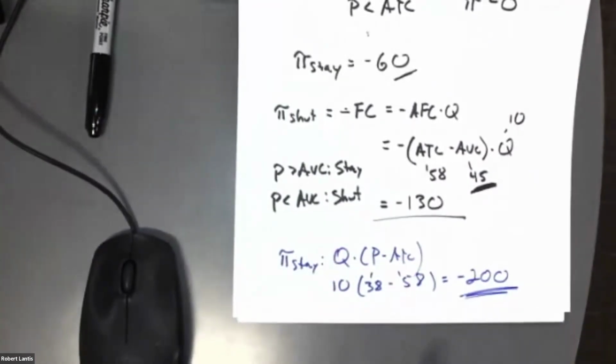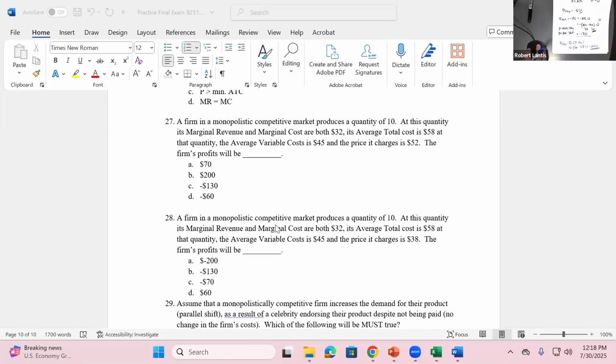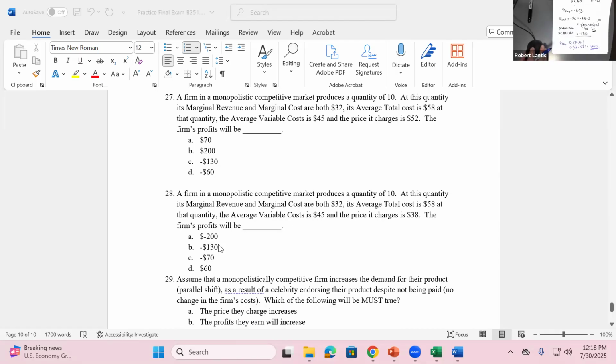Those losses would be greater than if I just shut down. So under this scenario, the firm will choose to shut down, so they would only be negative 130. I'm just doing this additional work to show you that if you did stay open, you wouldn't actually be maximizing your profits, right? Because if you're trying to maximize profits, you want the smallest negative value if the choice is in between two negative values. Okay.